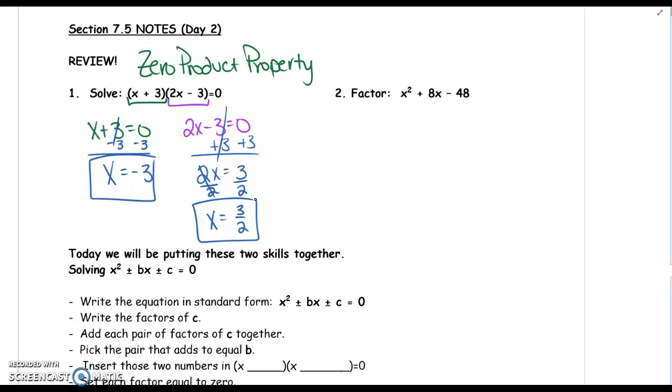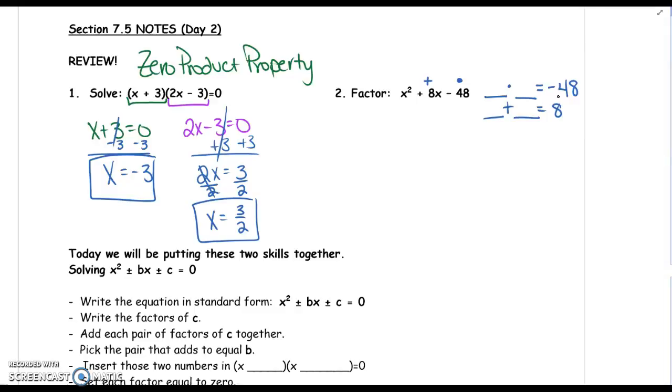Okay. Then what we've been doing recently is factoring. So x squared plus 8x minus 48. The last number is always the result of multiplication. The middle number is the result of addition. So to factor this, we start by doing blank times blank equals negative 48. Blank plus blank equals 8. And this is like a puzzle, and we have to figure out what numbers go in those blanks.